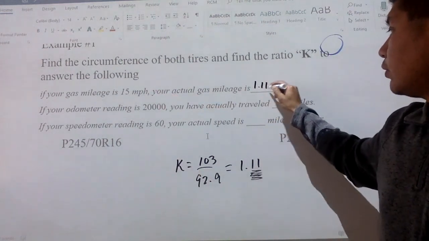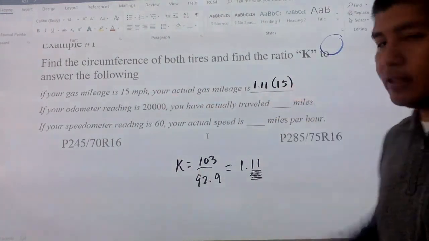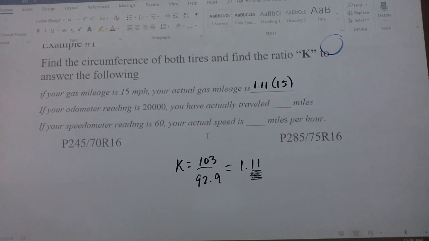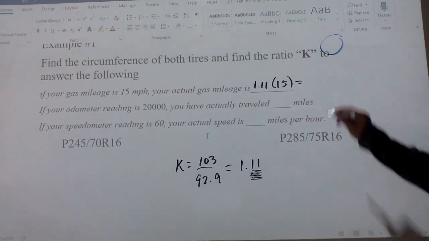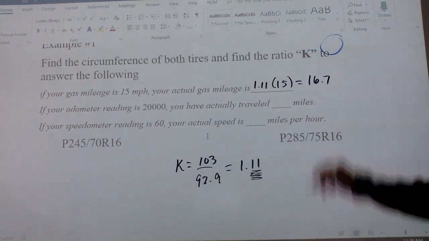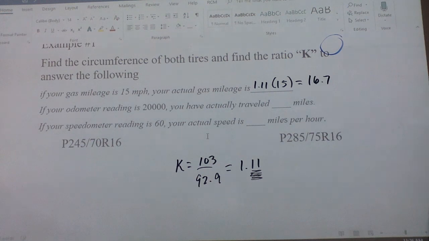So 1.11 times 15. We said the guy's mileage was 15 miles per gallon. We're gonna find out how much it is now with the bigger tire. So if before it was giving you 15 miles per gallon, now it's giving you 16.7. If you ask me, that extra gallon can save you in case you need to reach another gas station.